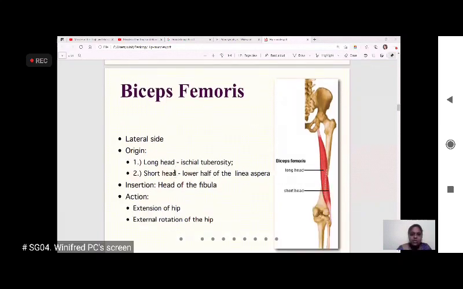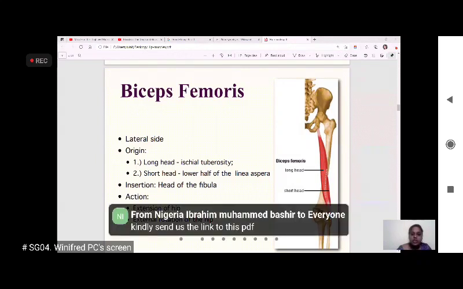Biceps femoris has two heads. One arises from the ischial tuberosity, and the short head arises from the lower half of the linea aspera of the femur, and it inserts into the head of the fibula. It helps in the extension of the hip and the external rotation of the hip. Next.